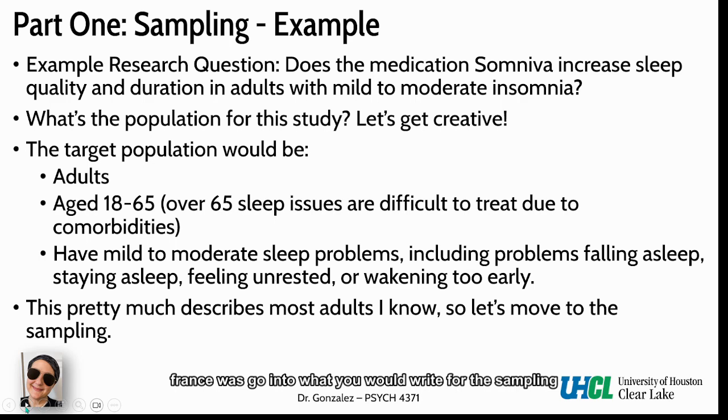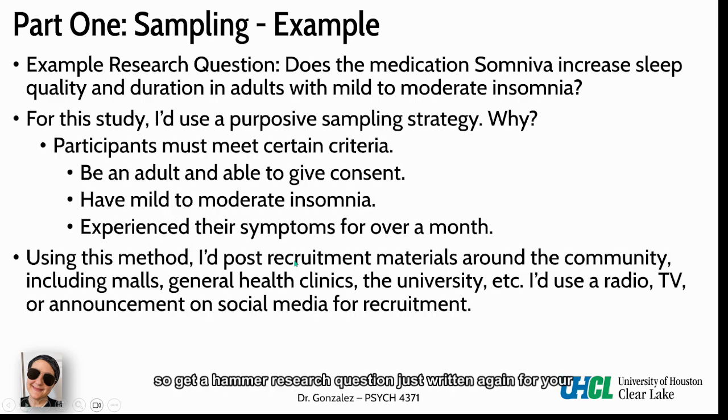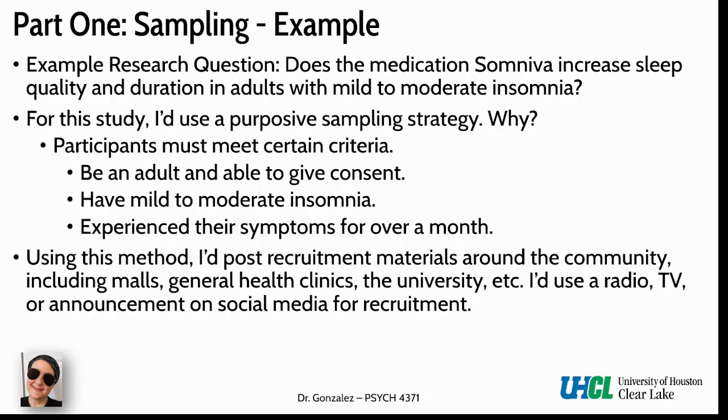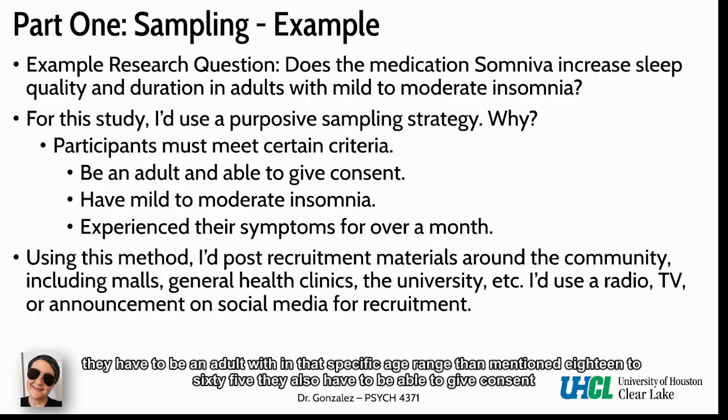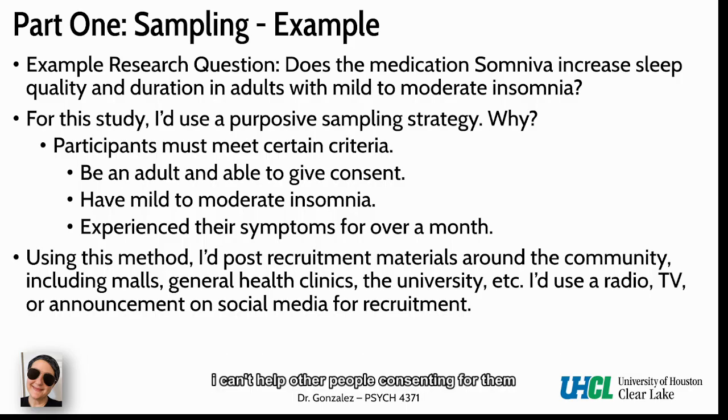So let's go into what you would write for the sampling. Again, I have my research question written again for your reference up there. I've decided that I would use a purposive sampling strategy because in that particular strategy, all of my potential participants have to meet a particular set of criteria. They have to be an adult within that specific age range that I mentioned, 18 to 65. They also have to be able to give consent. I can't have other people consenting for them. They also need to have mild to moderate insomnia.